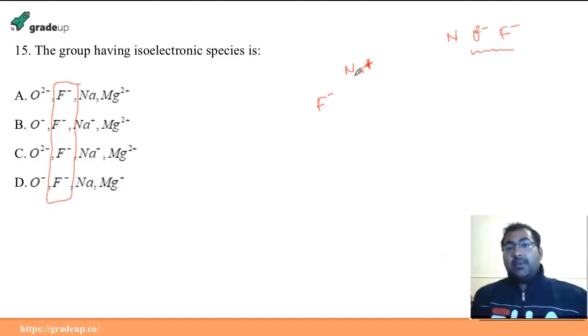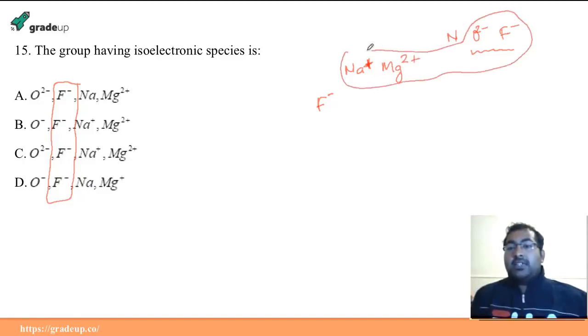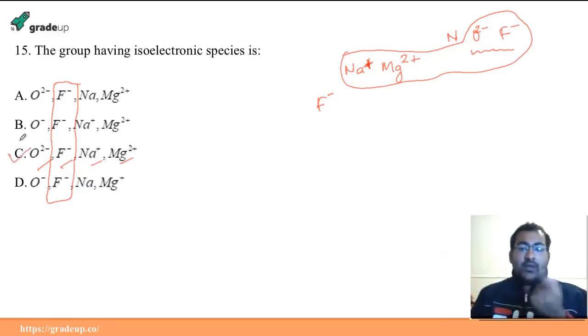For Na to have the same electronic configuration as F, it needs to lose 1 electron, and Mg, which comes after Na, should lose 2 electrons to have the same electronic configuration as F negative. So Na plus, Mg2 plus, F negative and O2 negative all have the same electronic configuration.